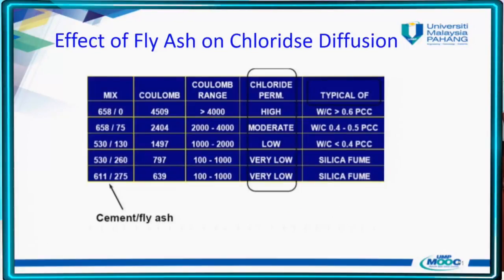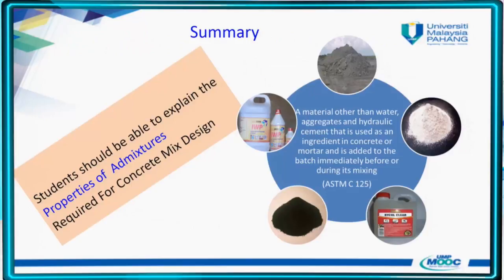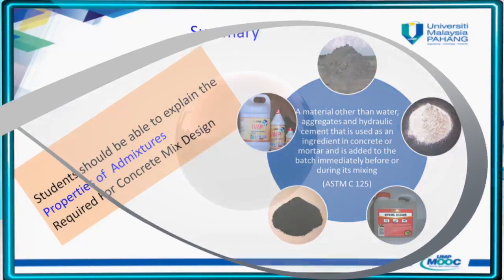And this is the effect of fly ash on the chloride diffusion. So this table shows that the mix with fly ash has very low chloride permeability. So it is good. So the summary for today is students should be able to explain the properties of admixture required for concrete mix design.